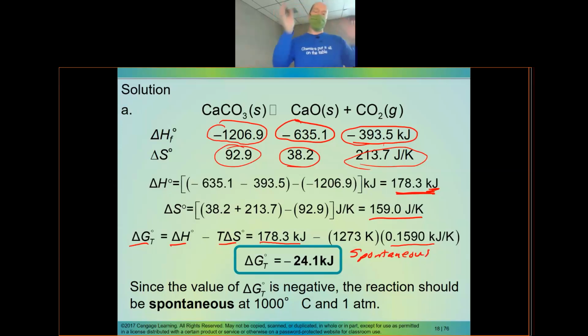But remember, if that delta G is between plus and minus 10, it is called an equilibrium, because spontaneous means you have a lot more products than reactants. Non-spontaneous means you're not going to the right, you have a lot more reactants. Equilibrium means you have similar amounts of your products and reactants. So a spontaneous reaction, lots of products. When you find your K value, your K is going to be a large number.